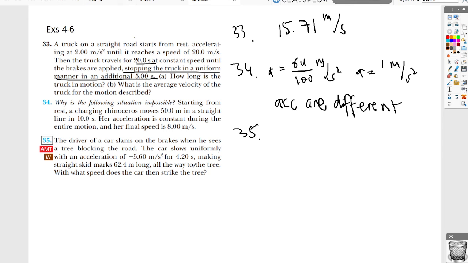With what speed does the car then strike the tree? So we know that our v final is not going to be 0, but our v initial we don't know either, actually. So we're not going to put down our v initial. We're going to put down time is equal to 4.2 seconds, acceleration is equal to minus 5.6 meters per second squared, and delta S is equal to 62.4 meters.